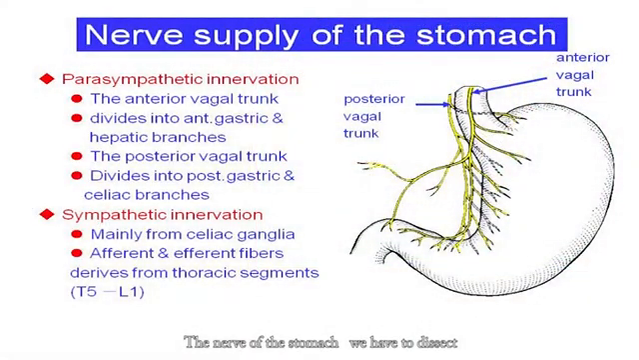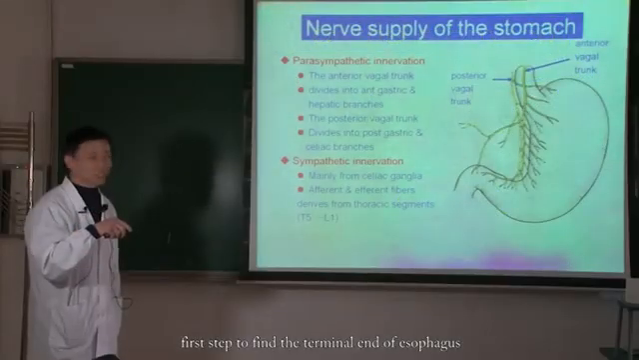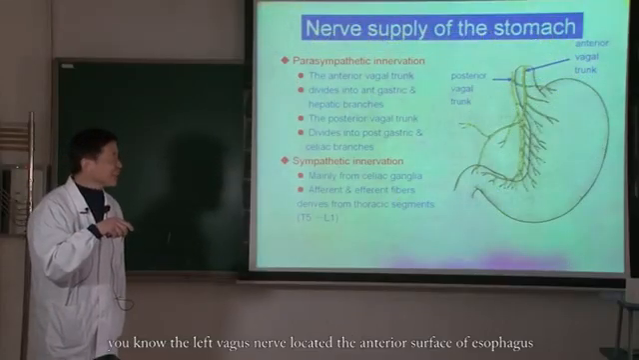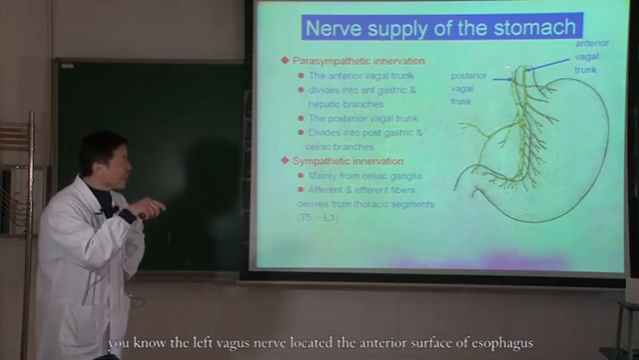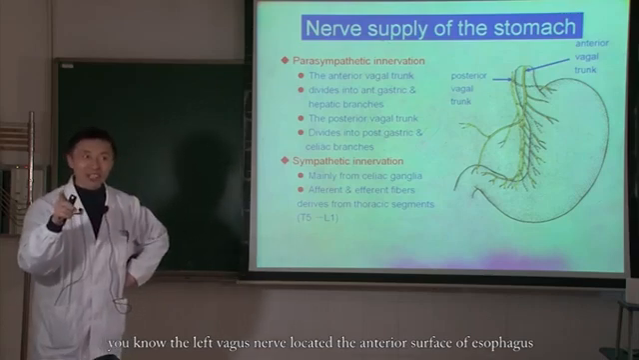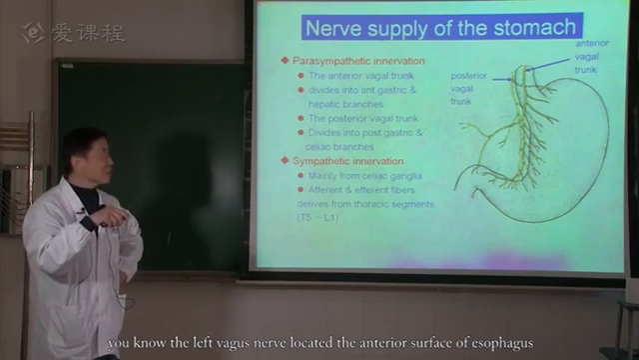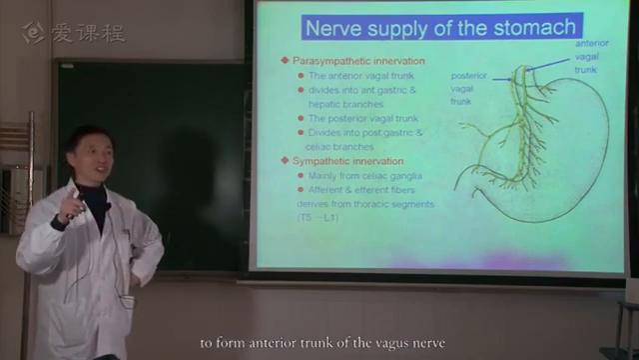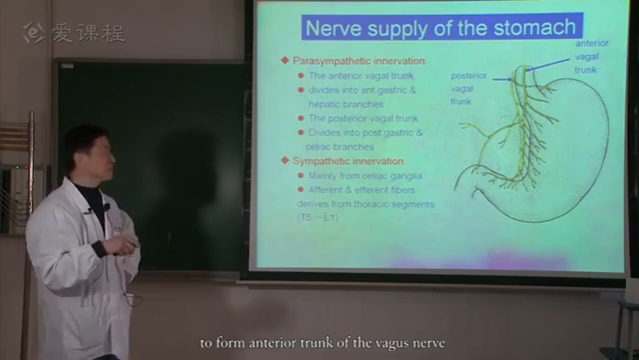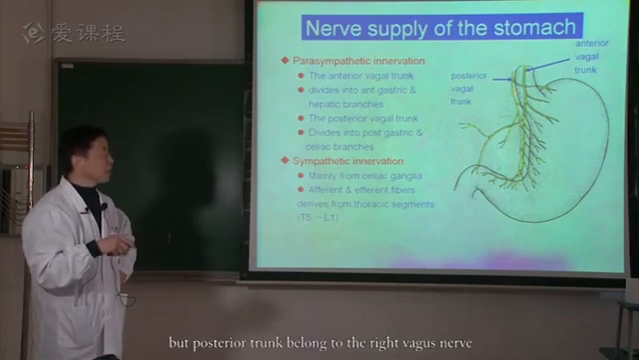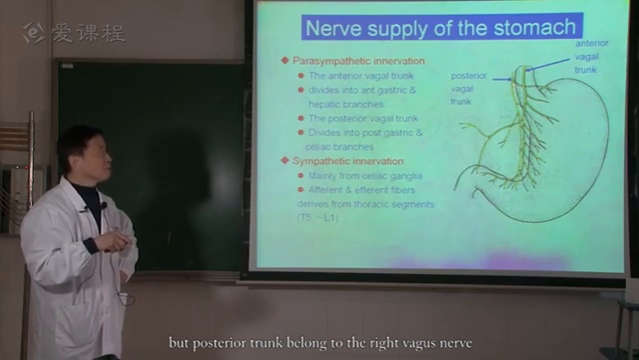The nerves of the stomach. We have to dissect. First step, find the terminal end of the esophagus. You know, the left vagus nerve is located on the anterior surface of the esophagus to form the anterior trunk of the vagus nerve. But the posterior trunk belongs to the right vagus nerve.